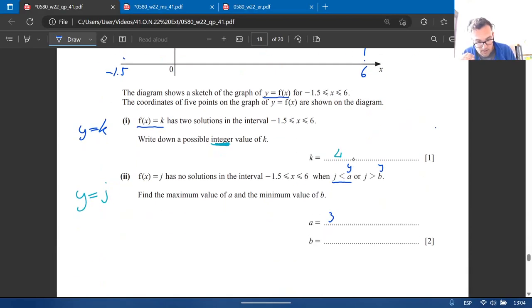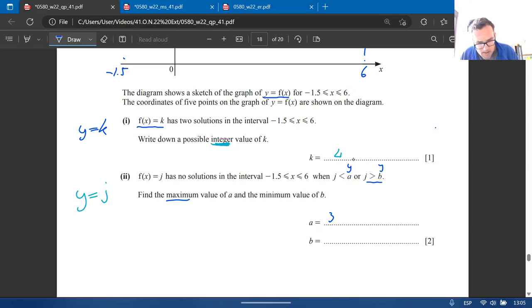If they put a little line underneath there, we would have written 2.9 recurring because it includes that value, but it doesn't. Anything less than 3, but not 3 included. Okay, and then this one here, of course, that's a maximum value because it's the highest we can go. We can go up to just below 3.